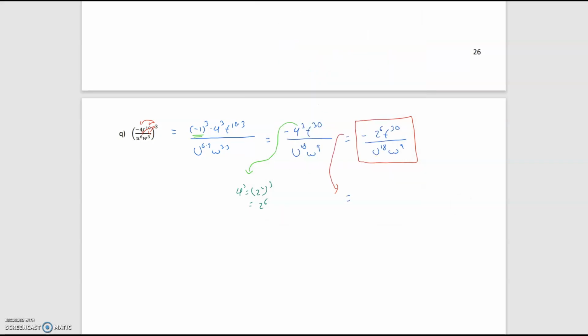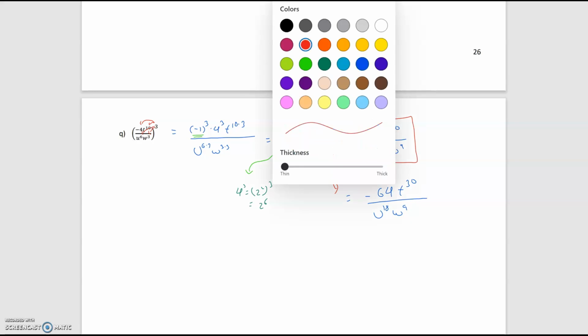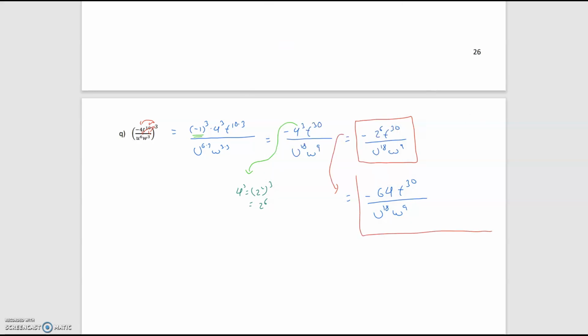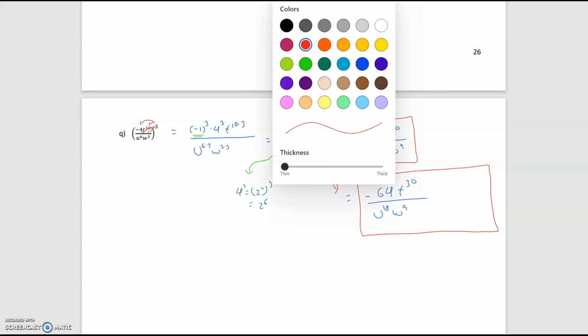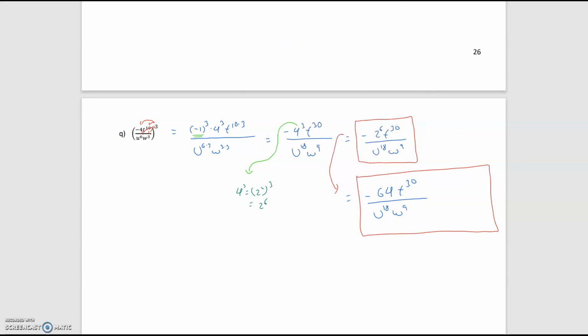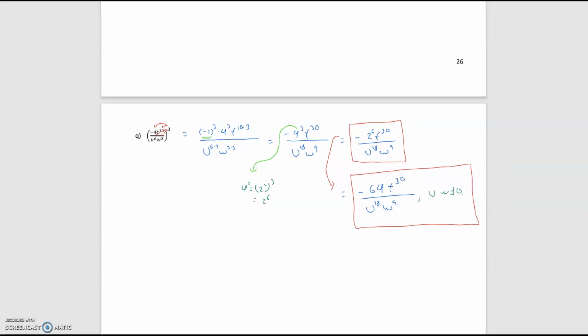Let me exponentiate the 4 to the third or 2 to the 6th, which is simply going to be the value of 64. So you're going to get -64 t to the 30th over u to the 18th, w to the 9th. That's another answer. And then to this last answer, I'm just going to put the disclaimer on the side, which technically means that u and w cannot equal 0.